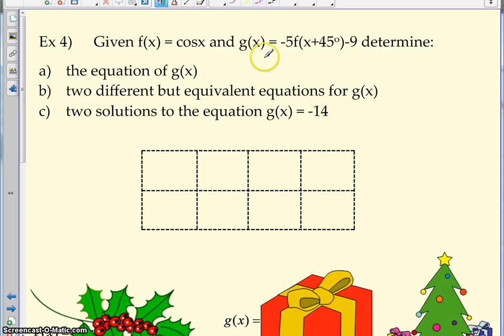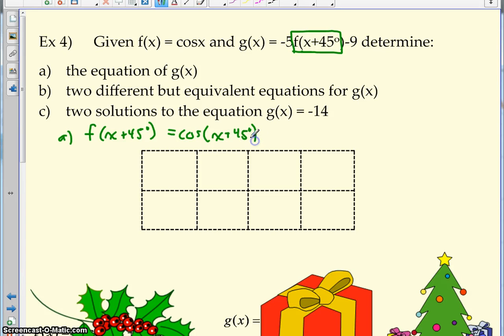So if g of x is negative 5 f at x plus 45 degrees minus 9, what makes this tricky is that f at x plus 45. But remember, f of x plus 45 is just taking the function f and replacing x with x plus 45 degrees. So if f of x is just cos x, then f of x plus 45 degrees is going to be equal to cos of x plus 45 degrees.